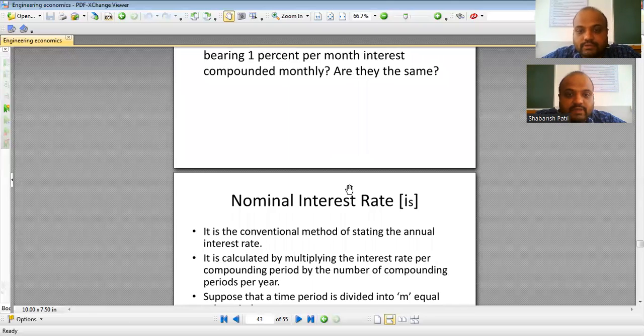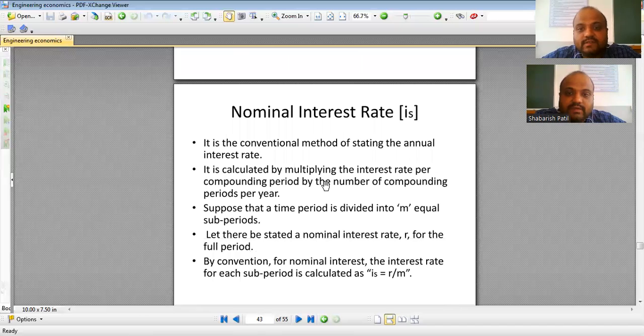That is the issue now. Okay, so now we'll try to understand the nominal interest rate. It is the conventional, general method of stating the annual interest rate. It is calculated by multiplying the interest rate per compounding period by the number of compounding periods per year. Your nominal interest rate is equal to the interest rate per compounding period times the number of compounding periods.